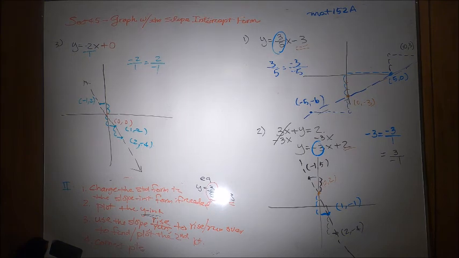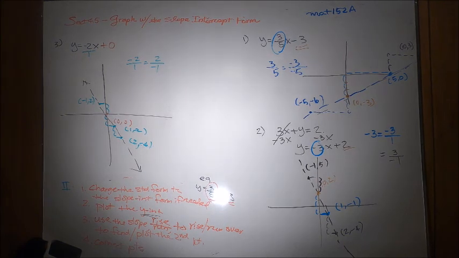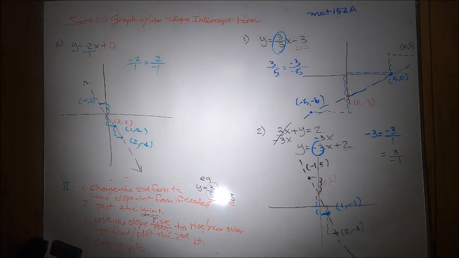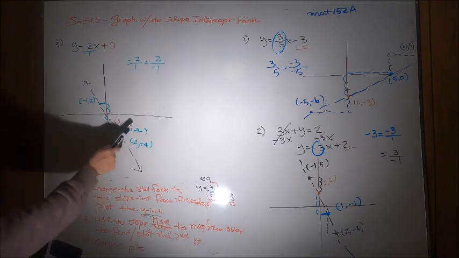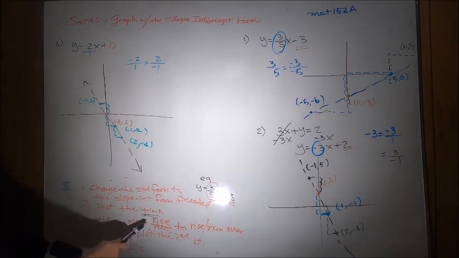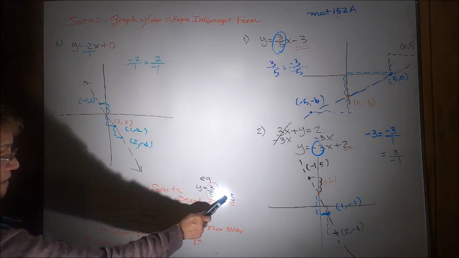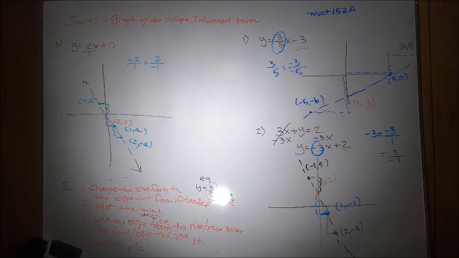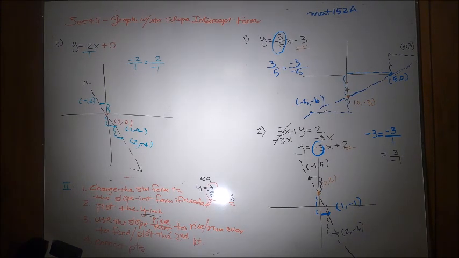Okay? Think about it. What are we doing? We are using the third method to graph a line with what? Slope-intercept form. Y equals mx plus b. Okay? So that would be your section 4.5.